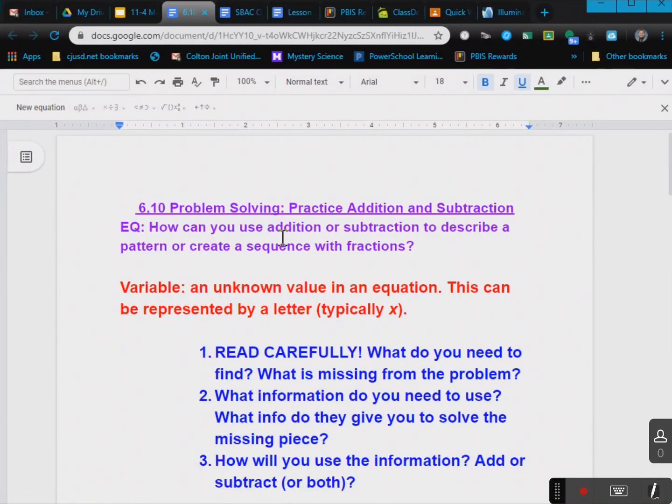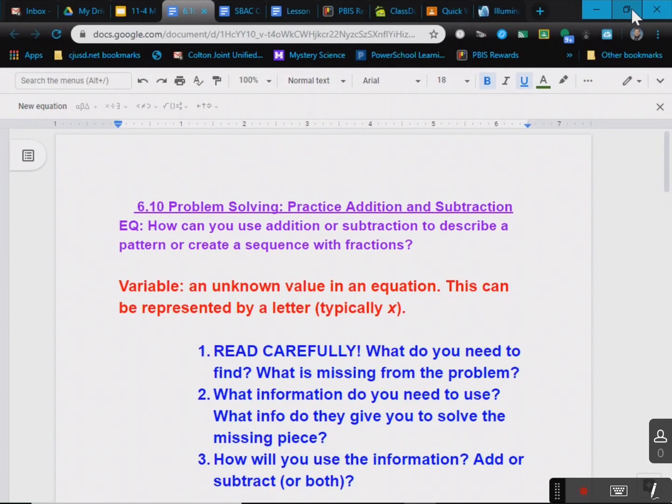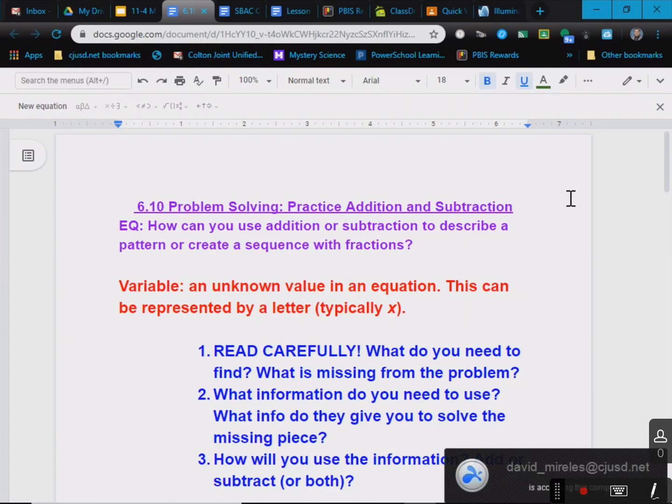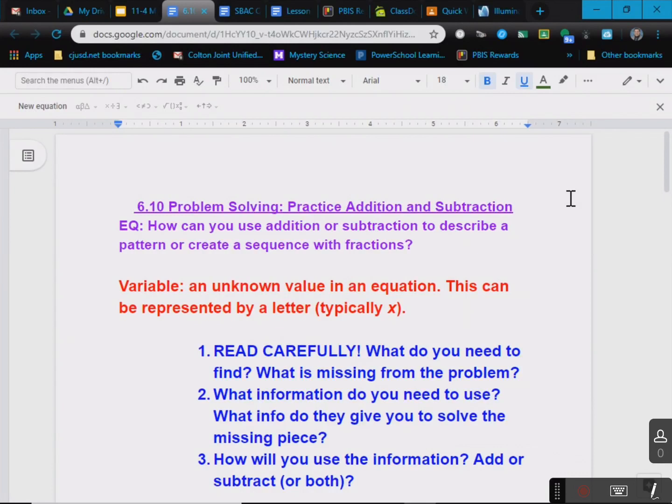This is going to be a little bit of algebra that we're going to be talking about today, so just bear with me. The essential question is, how can you use addition or subtraction to describe a pattern or create a sequence in fractions? The language of the discipline that you need to know is a variable. This is what you're going to really see in algebra. This is something you're going to need to get used to because it's only going to continue to happen the older you get. But a variable is an unknown value in an equation, and this is represented typically by a letter such as x.